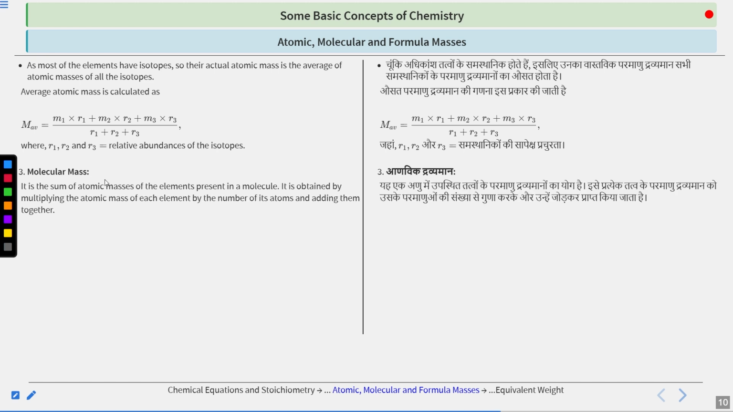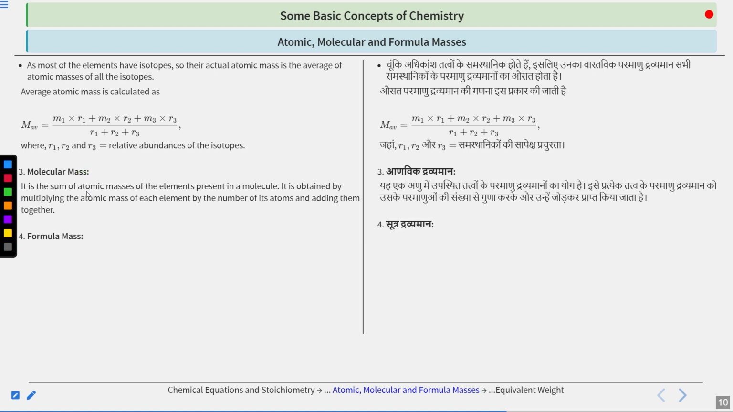Next, moving on to molecular mass. So what is the molecular mass? Very simple. We have learned much about atomic mass. If you add the atomic masses according to the molecular formula, then the mass that is obtained is called the molecular mass. Clear?